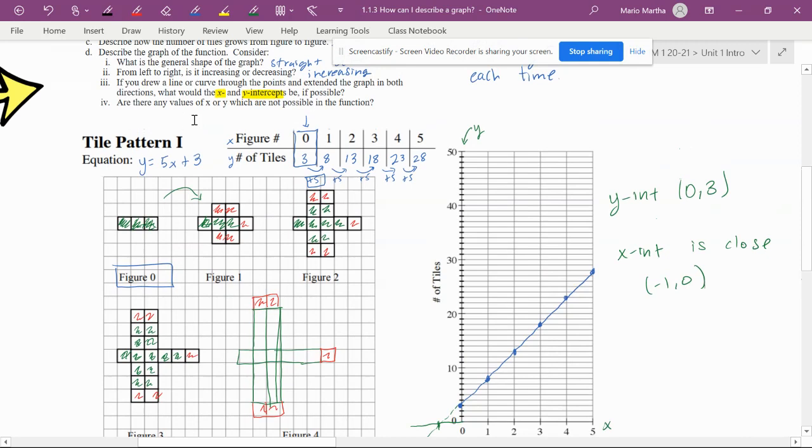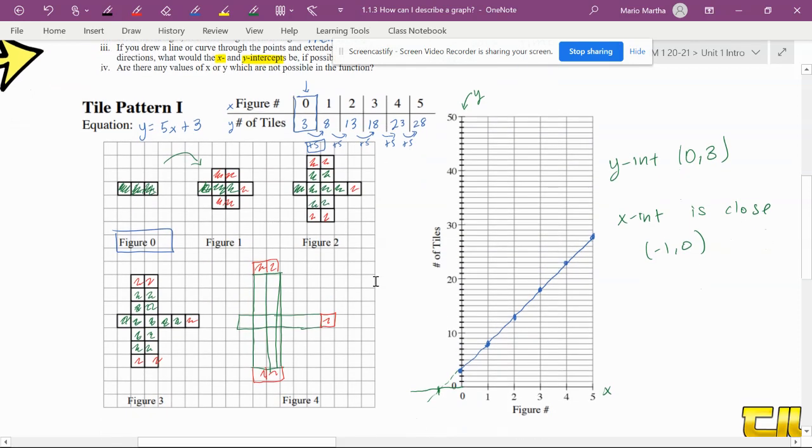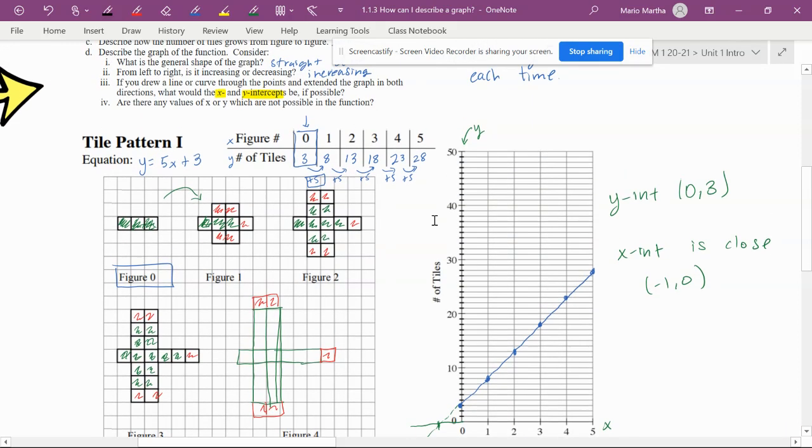And then, are there any values of x or y which are not possible in the function? So here we can consider there are no negative numbers because you can't get negative tiles. That's probably one of the answers you guys can get. But everything else is fine because the line is continuous. So we can say probably just negative numbers. And that's pretty much tile pattern number 1.